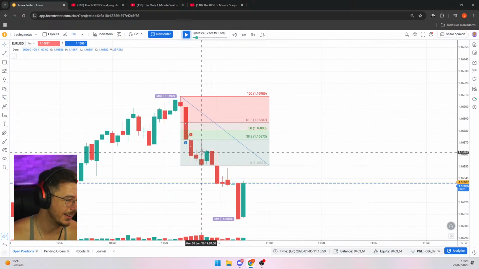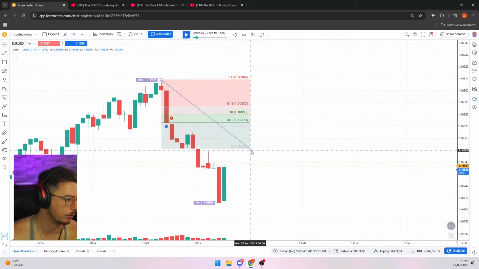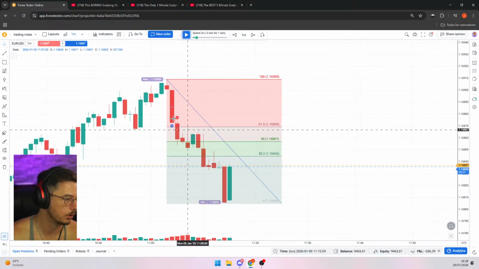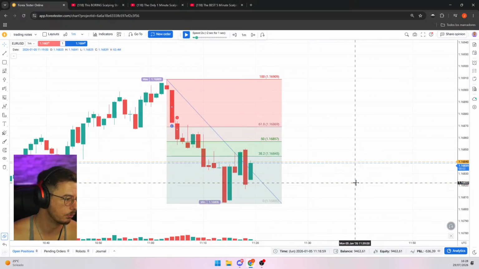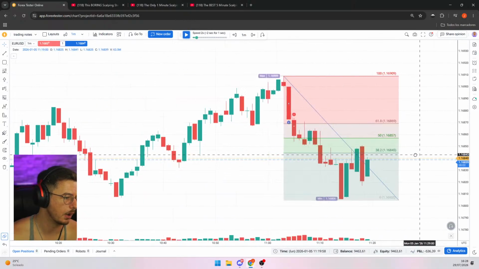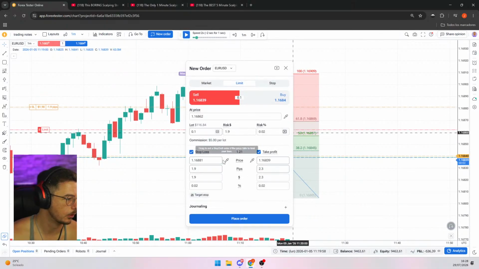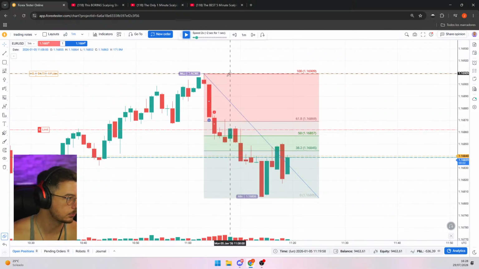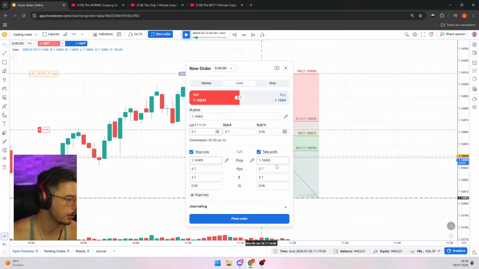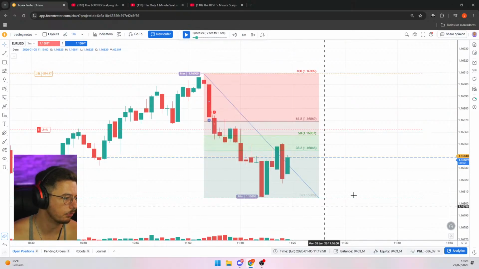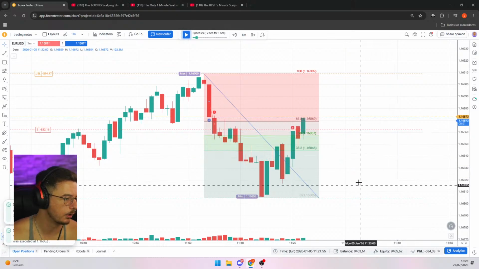Okay, this is nearly a market structure level. I'm going to take it as a full structure. Okay, there would be our entry. Add this up there. Take profit down there. 1% risk. And let's see how this one performs.